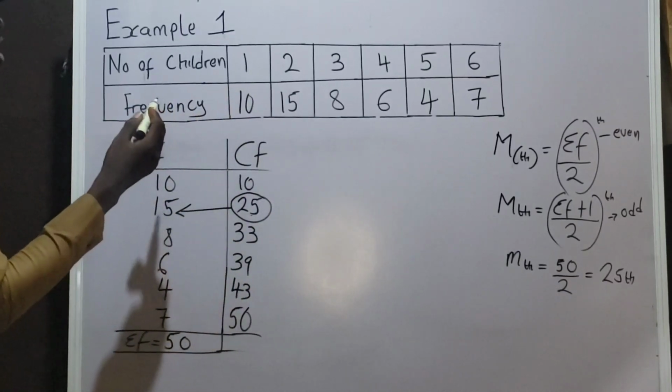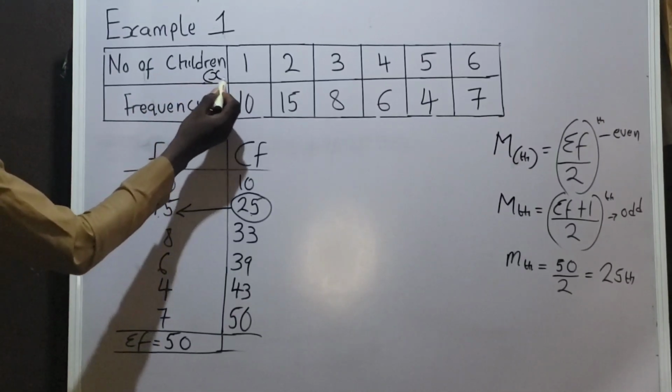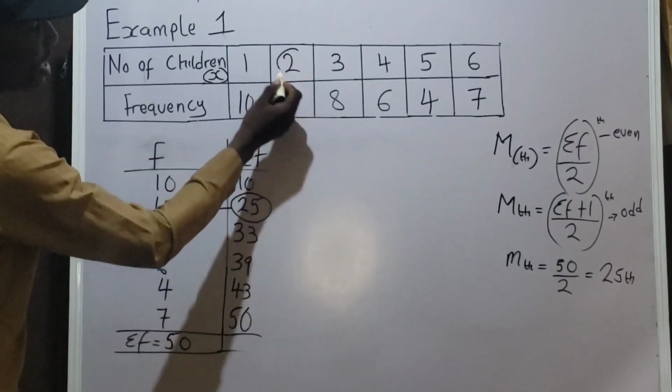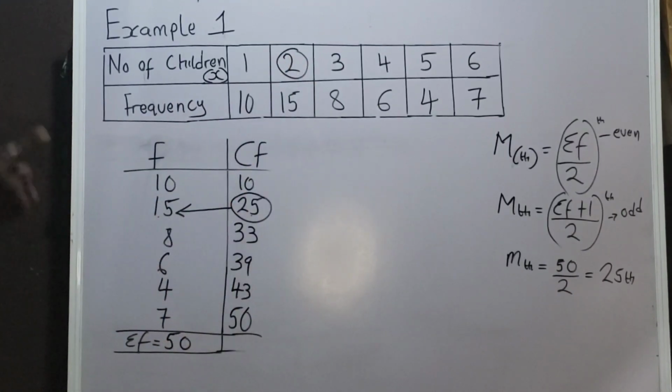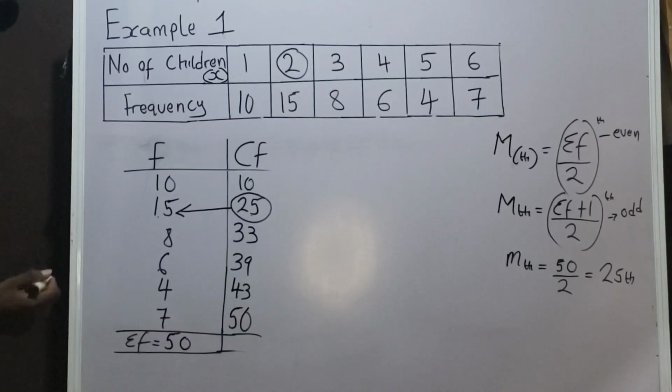So you are going to go back to your frequency distribution and check the values of x. X is the number of children. Are you getting what I'm saying? So you are going to choose that value. That value is the median number. That is the median of the frequency distribution.